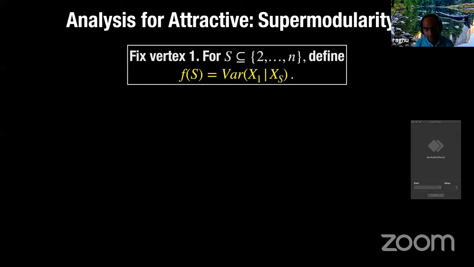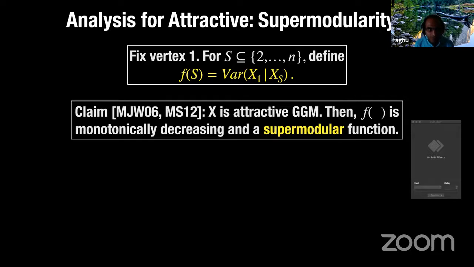More concretely, let's fix a vertex 1, and let's define a function on the subsets of other vertices, which is f of S, the conditional variance of x1 given the variables in S. And there are these earlier works from 2006 and 2012, really nice papers, which showed that if your model is attractive, then the conditional variance function is monotonically decreasing and is supermodular.